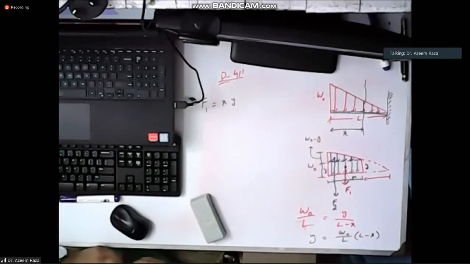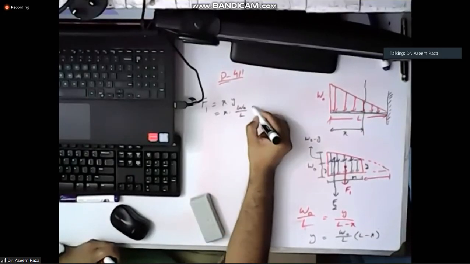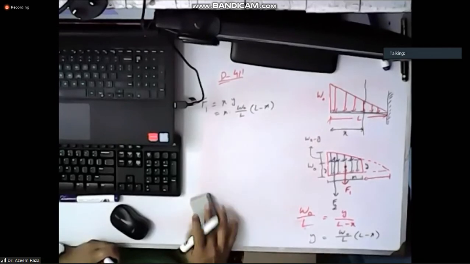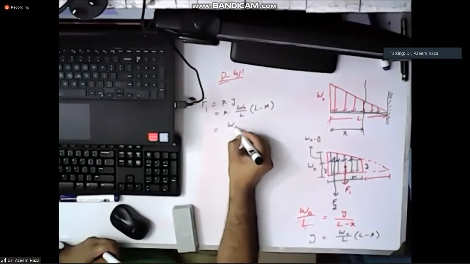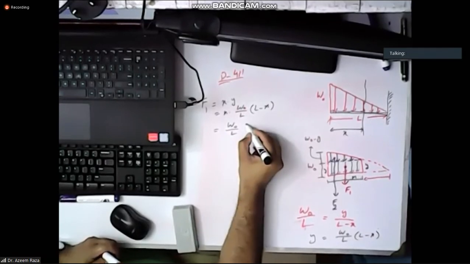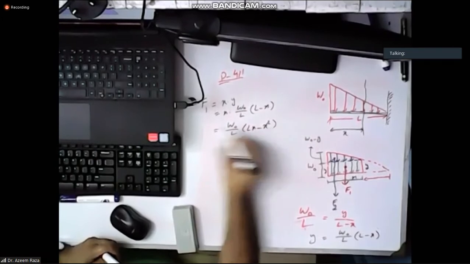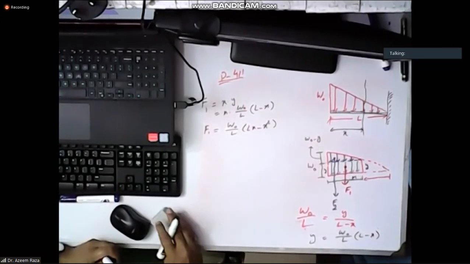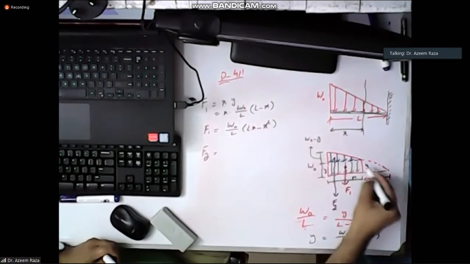So that means my force F1 would be equal to X times Y, which is W naught over L times L minus X. Or systematically, W naught over L times (LX minus X squared). This is force F1.